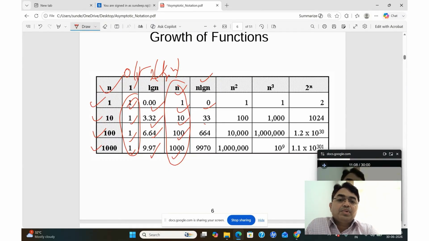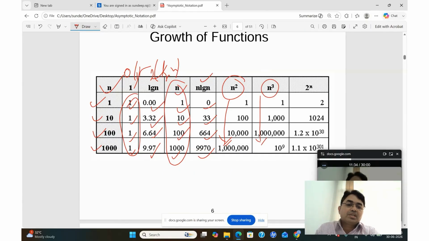In the case of 10 inputs, it will give us 33 nanoseconds, we may say, or the number of steps. In the case of 100, 664. In the case of 1000, 9970. Similarly, in the case of a double nested loop, we may see the time or the space or the number of primitive operations increasing. In the case of a triple nested loop, we may see this time or space or the number of primitive operations increasing depending on the input.